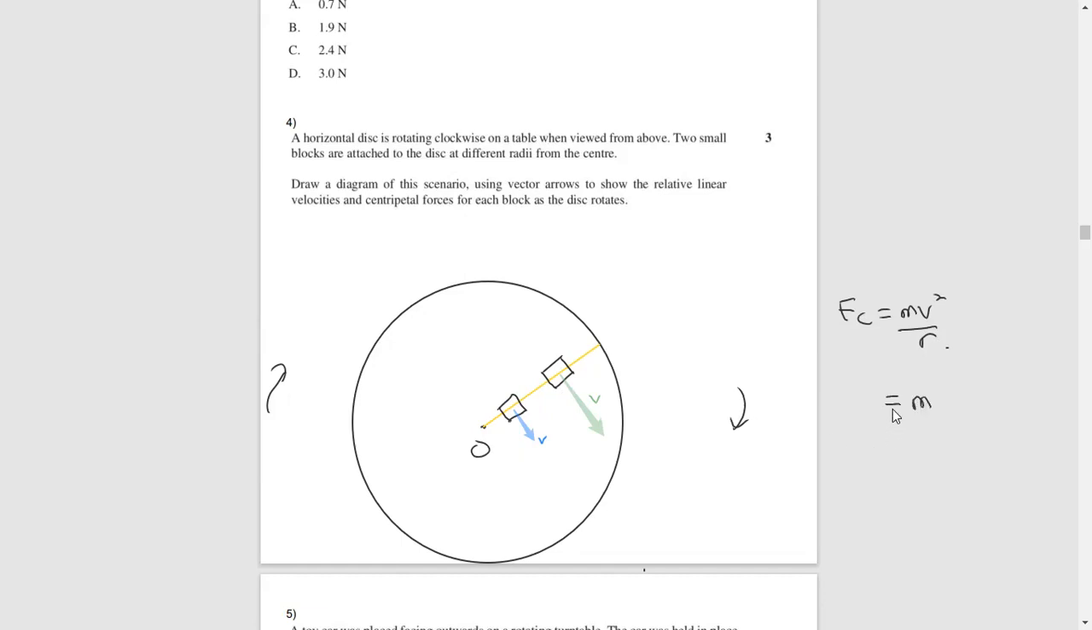in terms of m r omega squared, where omega is the angular velocity. So for the same mass and the same angular velocity, and they will have the same angular velocity because they're both being turned around on the same disk, that means the further out you are, as r goes up, the central force goes up. So we can then show that the central force is bigger for this one, and the central force for this one will be smaller.